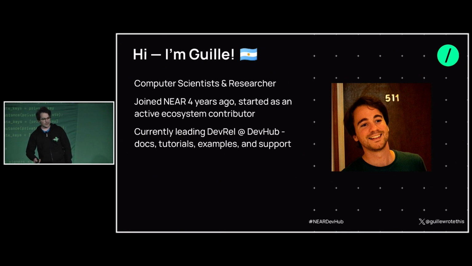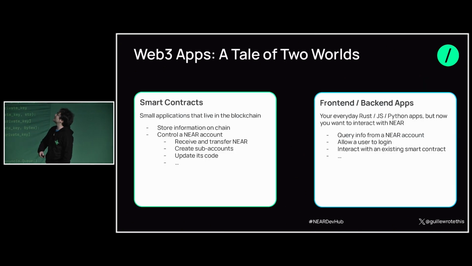Now, when I think about Web3 applications, generally I think about two different worlds, right? One is smart contracts. There are these applications that live in near accounts and they store data, and near accounts have to interact with them, calling methods, storing data on the blockchain, etc. And on the other side, we have the front-end, back-end classic applications, right? That is your everyday Rust, JavaScript, Go, Python. But what happens is that now you want to interact with near, right?